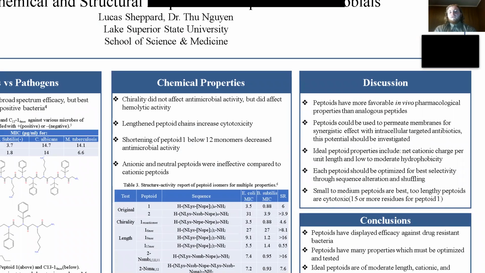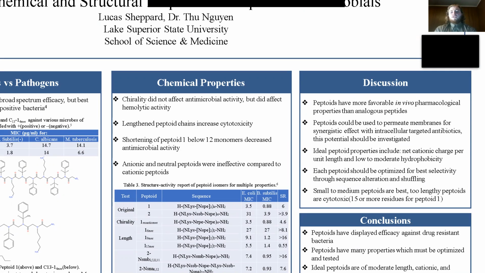So peptoids have more favorable in vivo pharmacological properties than analogous peptides. They last longer in the body and they are not susceptible to proteolysis. Peptoids could also be used to permeate membranes for a synergistic effect with multiple other types of conventional antibiotics.